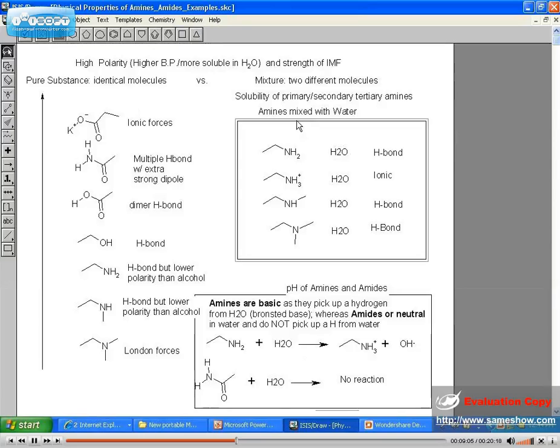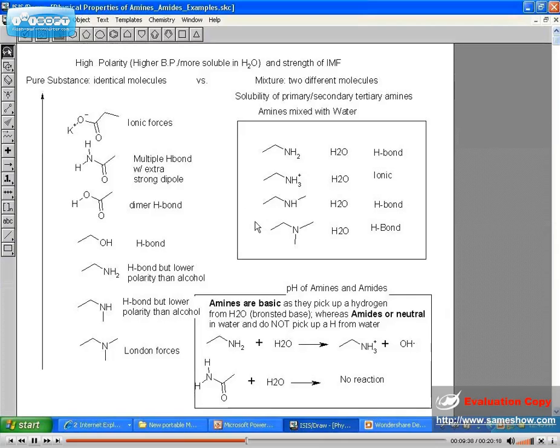In this case, if I have a primary amine mixed with water, it'll hydrogen bond. Now, as I mentioned earlier, the amine may react with water, forming the ammonium ion, in which case when it's mixed with water, the dominant intermolecular force is going to be ionic. So some of those will remain as amines, other ones will form the ammonium ions. And whichever one I give you, then you'll have to predict its dominant intermolecular force.